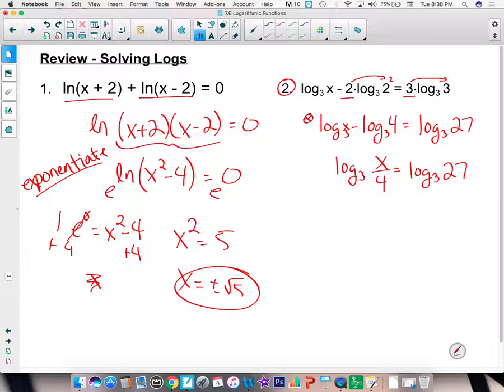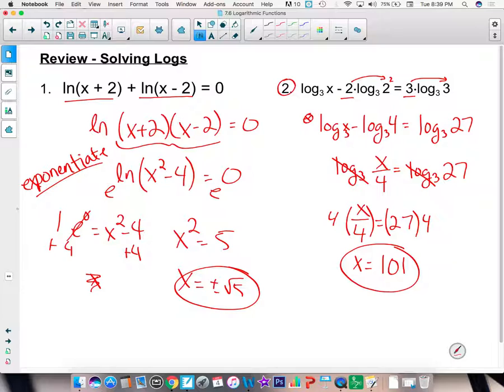So now we have our rule, so we get rid of our logs. We have x over 4 equals 27. So x equals 27 times 4, which is 108. 4 times 20 is 80, and 4 times 7 is 28, so 80 plus 28 is 108. That is your answer. All right?